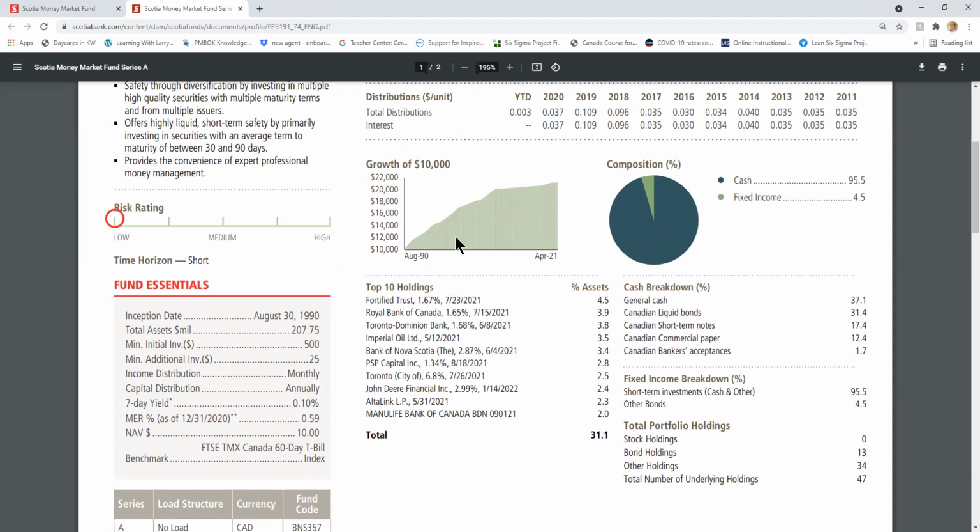This is showing the performance if you had invested $10,000 in 1990, which is a long time ago. It would now be worth about 20,000. You would have doubled your money in so many years, right? So it's not a lot. At 40 years, that's nothing. It's peanuts, right? As you can see, there are 0 stock holdings, 13 bonds, and 34 other holdings, which means other investments. They call them bonds, but they are small short-term bonds, less than a year, which are money market securities.